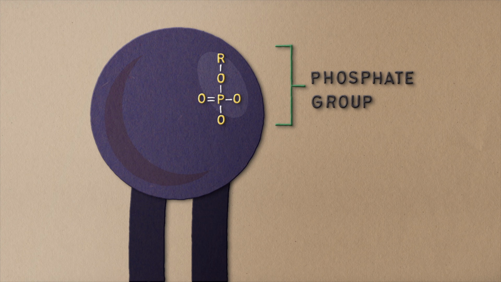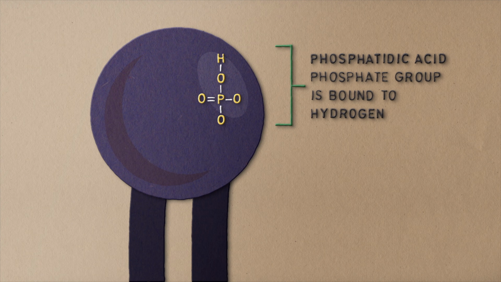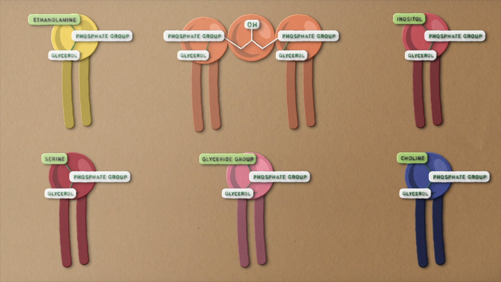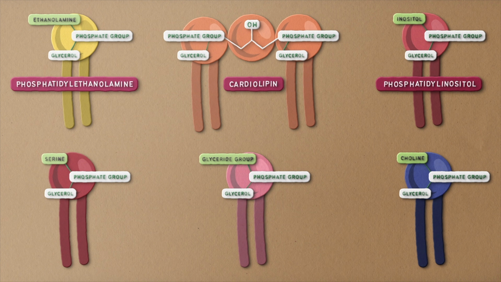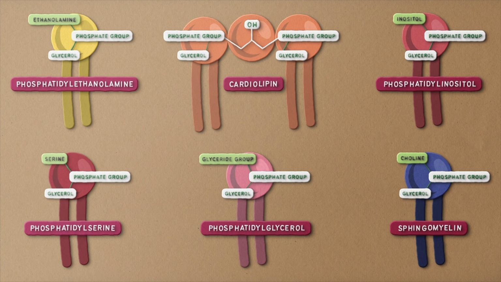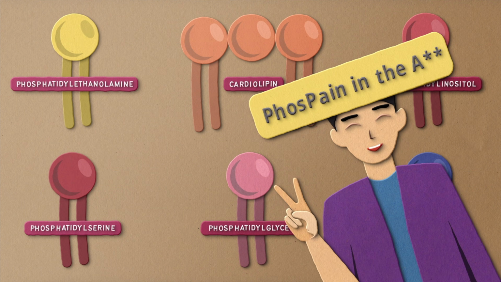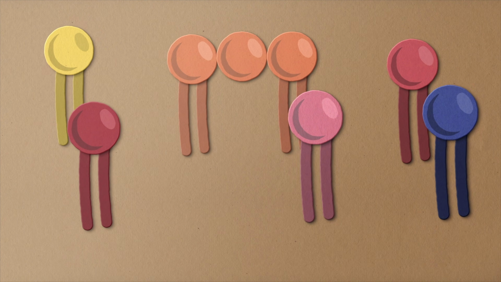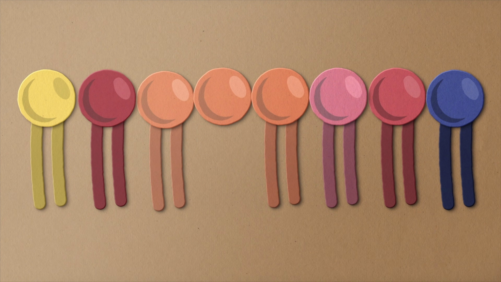The hydrophilic phosphate group can also determine the type of phospholipid. If the molecule is bound to hydrogen, you've got a phosphatidic acid. Bound to choline, you've got a phosphatidylcholine. You've also got a phosphatidylethanolamine, cardiolipin, phosphatidylinositol, and all these others that I'm listing on the screen, which are a mouthful. They're actually great names to give your ex, a reminder of how annoying they were. Okay, so hydrophilic head, hydrophobic tails, and a ton of different types of phospholipids.